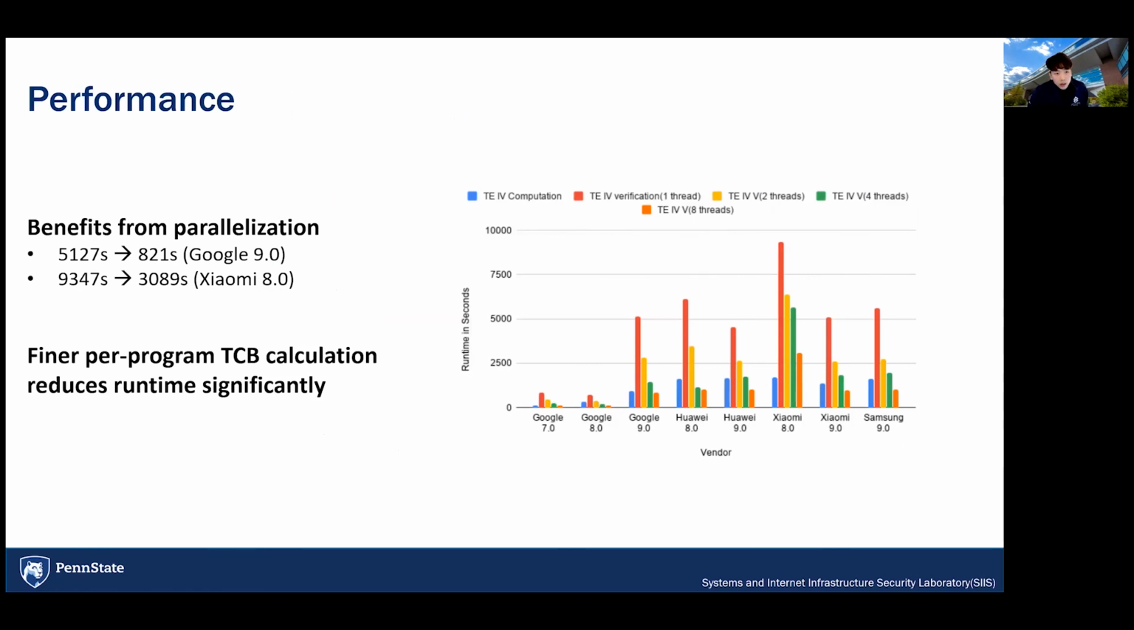Next, we highlight the performance improvement through parallelization for PolyScope. We can see a significant improvement in runtime. And we would like to also point out that defining finer per program TCB really reduced the runtime needed compared to computing information flows.